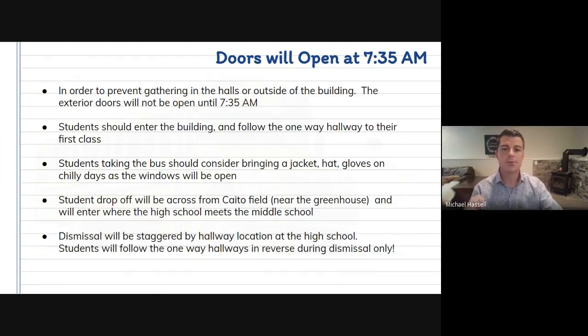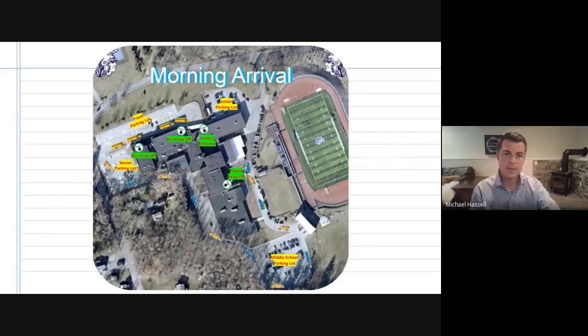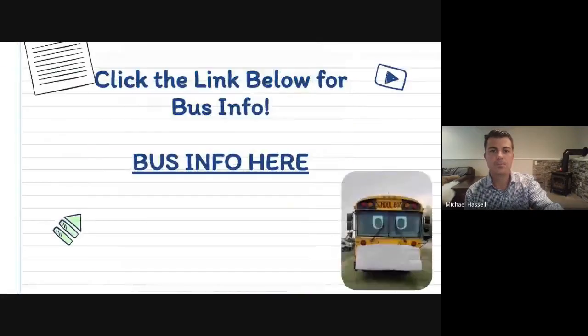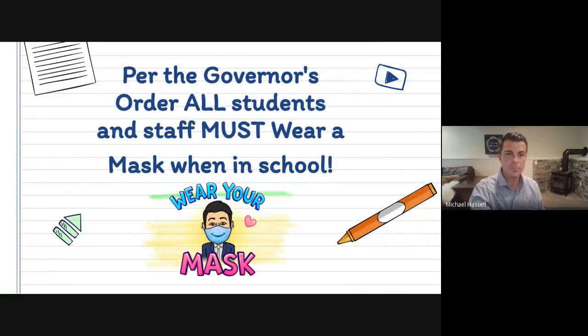Student drop-off will be across from Cato Field, our football field, where it's been there in the past. And then again, the dismissal will be staggered. Here's a map of morning arrival. Again, students will have access to this document. Afternoon dismissal. And we have our bus stop info. This is on the district website. You could click this link or visit our high school or district website for more information on that.